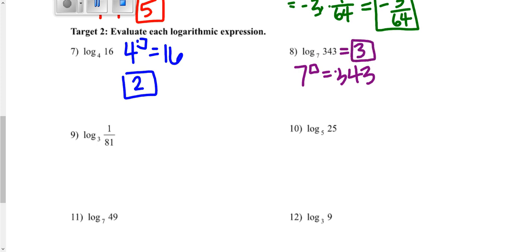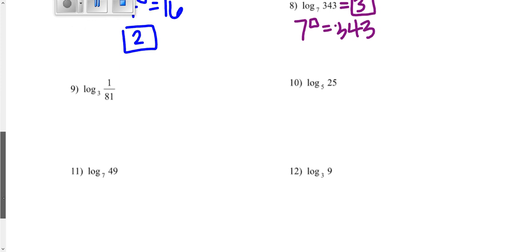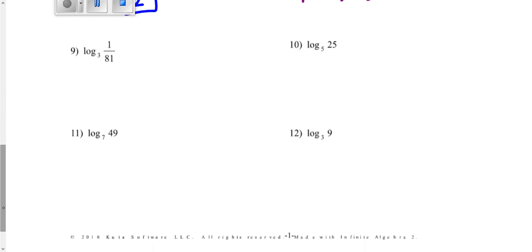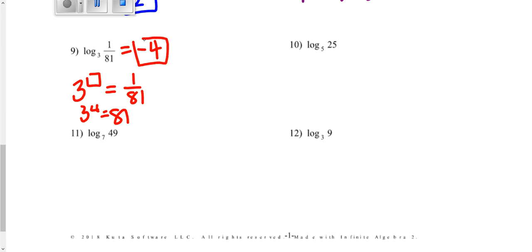Okay, now things get a little bit trickier here. We have 3 to what power equals 1 over 81? 1 over means I have a negative exponent, so I'm going to ignore that for a second. In my calculator, I'm finding that 3 to the 4th power is 81. So to get 1 over 81, our exponent must be a negative 4 to take that reciprocal.